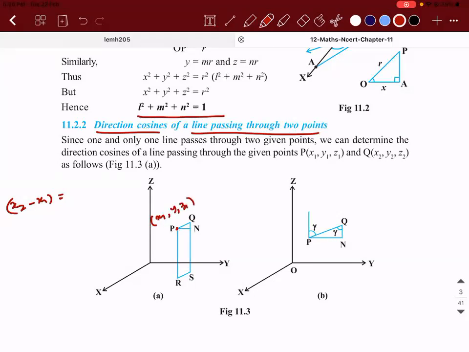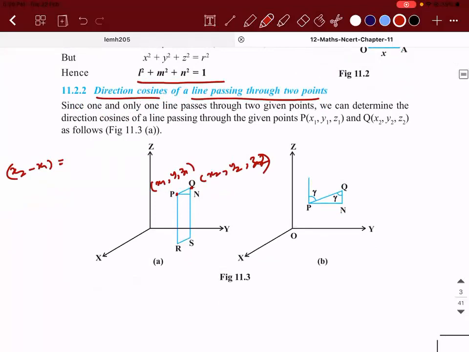X1, y1, z1. I have x2, y2, z2. I gave you a derivation, right, in which I got L divided by x2 minus x1 is equal to 1 by AB, if you remember. Then this x2 minus x1 is what we call the direction ratio.